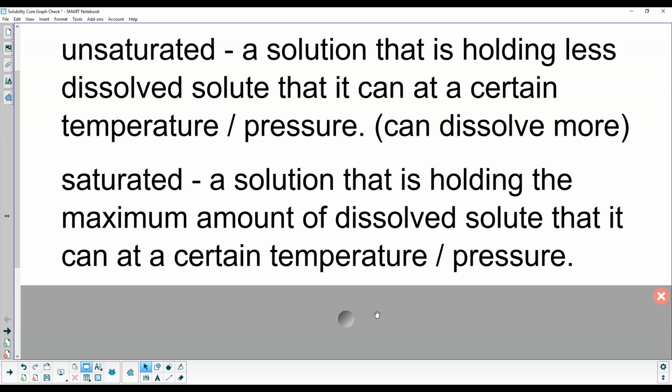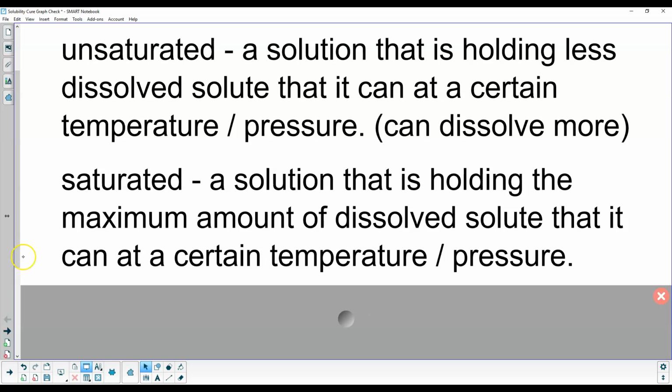A saturated solution is one that is holding the maximum amount of dissolved solute that it can at a certain temperature and pressure. That means it cannot dissolve any more. If you put any more in, it's just going to sit there. Usually, if you're dissolving a solid into a liquid, the solid is just going to pile up on the bottom. It's not going to dissolve anymore. Notice it has a couple of caveats here. It says temperature and pressure; for solids it's only going to be temperature, but for gases, pressure will also affect solubility, and we'll talk about that in a bit.